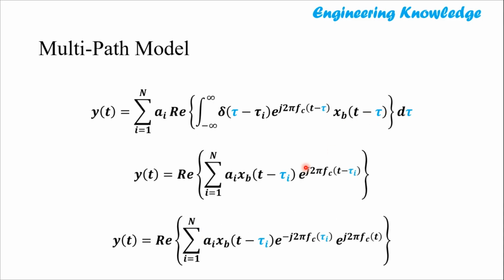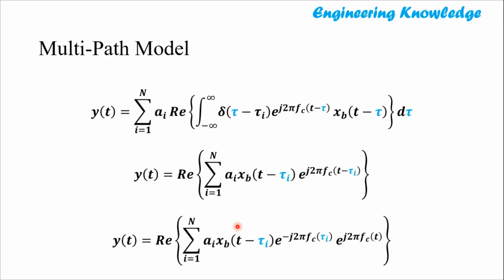So we can do that, and it will yield y(t) equal to the real part of the summation from i equal to 1 to n of a_i x_b of (t minus tau_i) e raised to the power j 2 pi fc (t minus tau_i). Now you can understand that I can expand this e raised to the power j 2 pi fc (t minus tau_i): bases are the same, powers are added, and vice versa is also true. So I will take e raised to the power j 2 pi fc t and e raised to the power minus j 2 pi fc tau_i, and this can be the complete representation. You can understand tau_i is a constant, the delay.